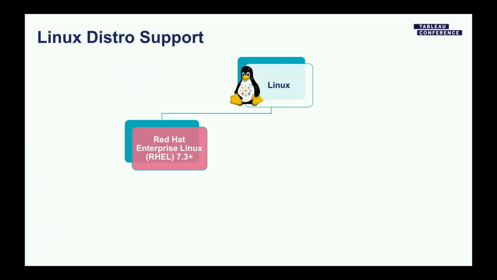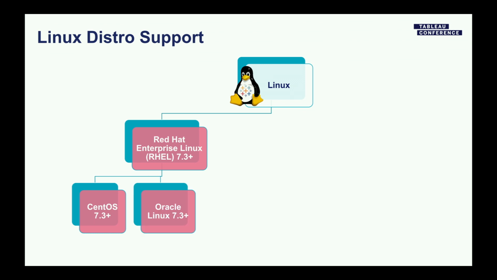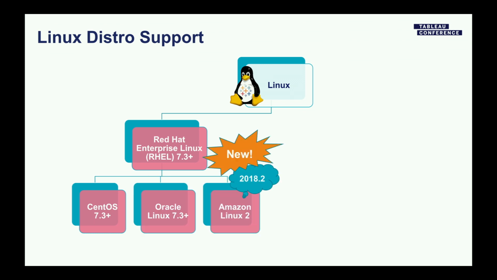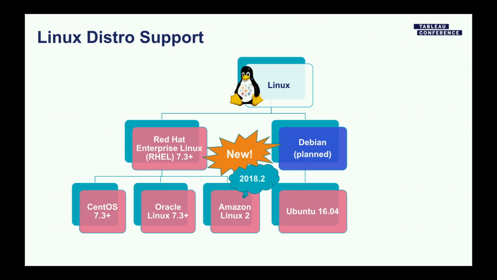So CentOS is a child of RHEL, and we support version 7.3 of it as well. And Oracle Linux is another child, and so is Amazon Linux 2, which, as I mentioned, is new in the 2018.2 release. Another branch of the family tree starts with Debian, which we don't support right now, but we plan to support in the future. However, we do support a very popular child of Debian, which is Ubuntu, and we support the 16.04 release of Ubuntu.